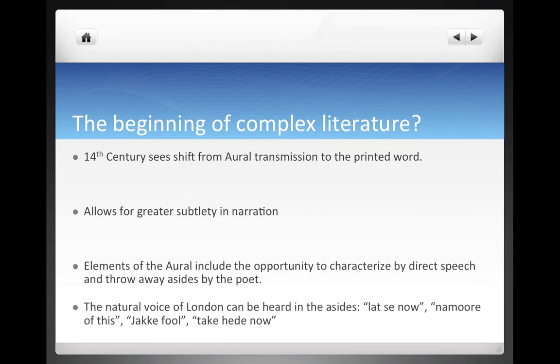This story, this tale, comes from a collection written towards the end of the 14th century. It's hard to date precisely, but we're looking at the 1390s. And this is a time when, in England, writers were moving from, if you like, purely oral transmission to the printed word. And we see in Chaucer's writing elements of both coming out in the way that the story is told.